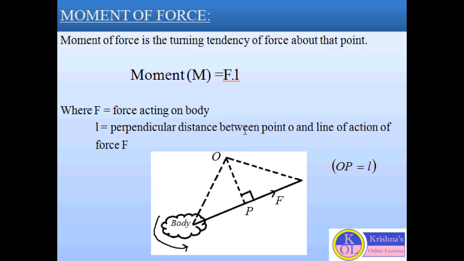Here L is equal to OP, and what is OP? OP is the perpendicular on the line of action of force F. If we draw a perpendicular from point O, it will intersect the line of action of force F at some point, which we consider P. So OP is equivalent to L. So the moment is equal to F into L, the force acting on the body times the perpendicular distance between point O and the line of action of the force F. This is the moment of force about point O.